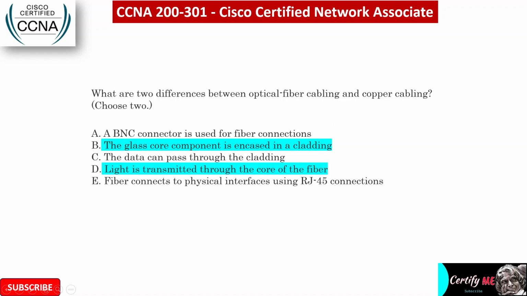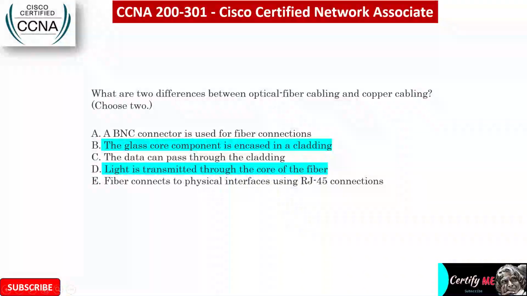Next question. What are two differences between optical fiber cabling and copper cabling? Choose two options. Option A, BNC connector is used for fiber connections. Option B, the glass core component is encased in a cladding. Option C, the data can pass through the cladding. Option D, light is transmitted through the core of the fiber.